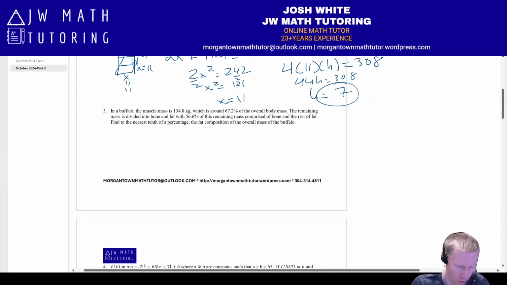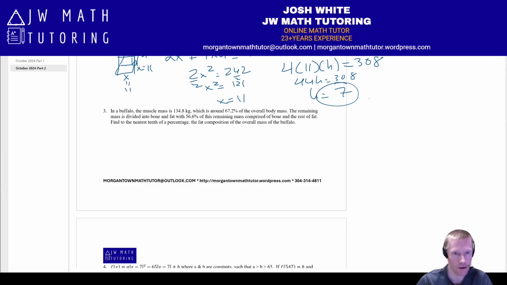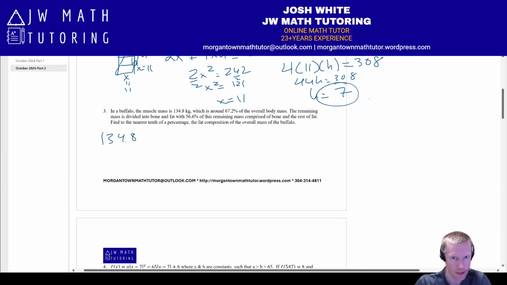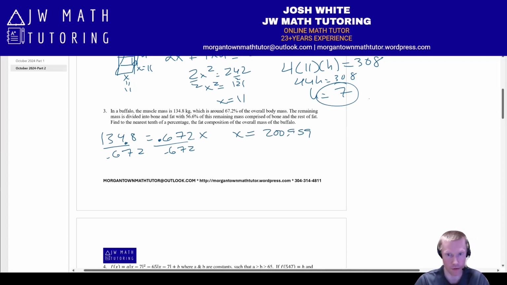All right, below that, we have a word problem involving percentages. So what's going on here is you have the muscle mass, 134.8 kilograms, and that's equal to about 67.2% of the overall mass. So you set up an equation: 134.8 is 67.2%, converted to a decimal, times x, where x is our overall mass. So you just solve this for x, divide by 0.672. And I'm going to do this all in Desmos so we carry the exact values through.